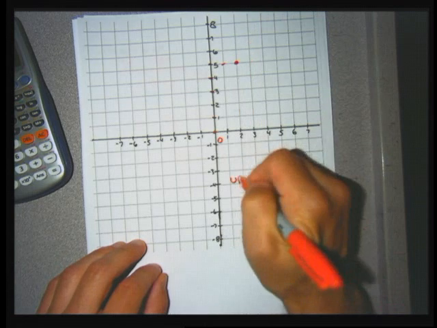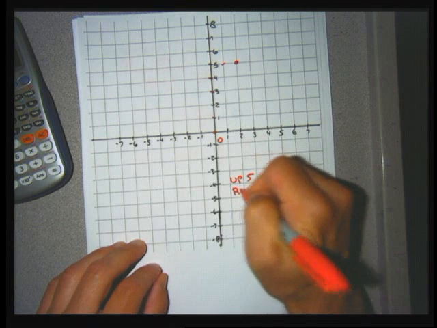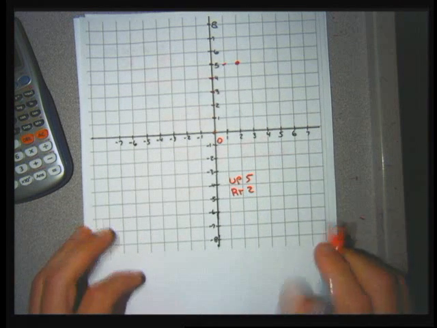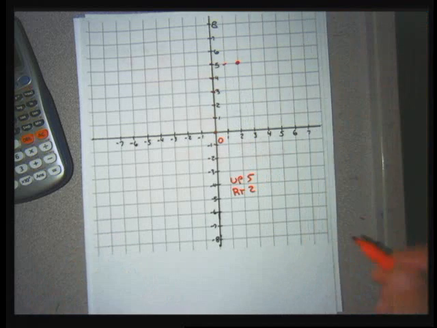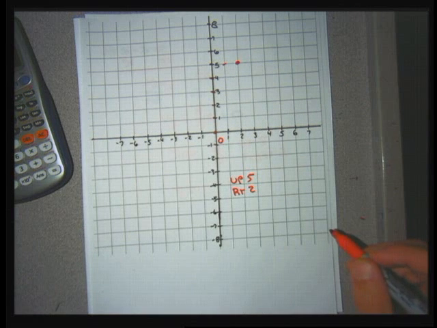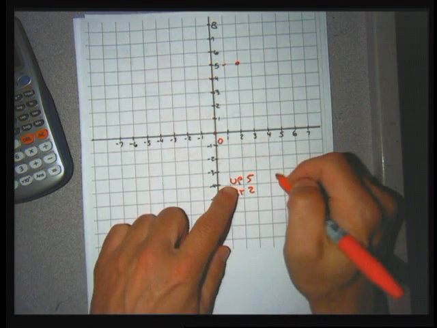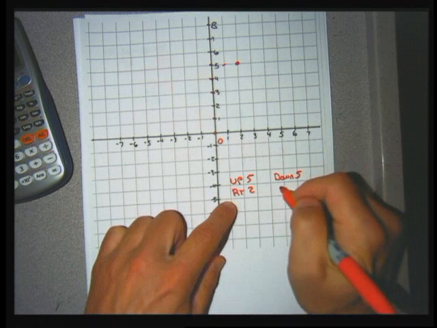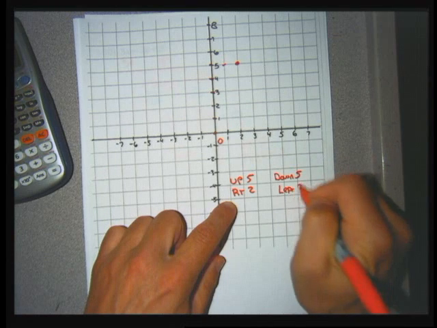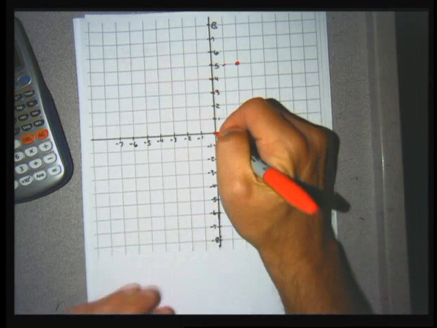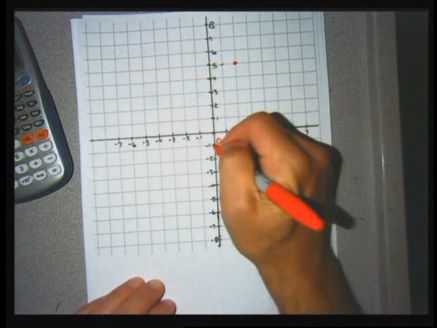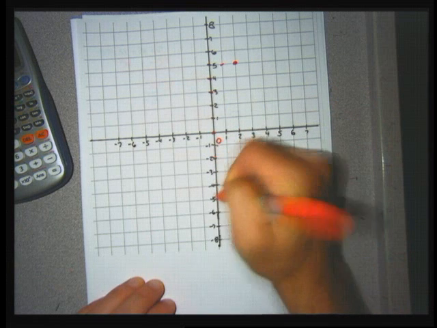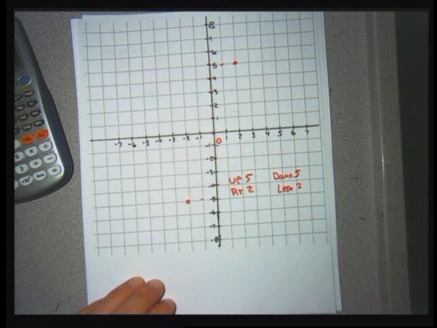So going up 5 and right 2 is a nice thing to do. I'd like to go up 5 and right 2 again, but I'd get off my graph. So I'm going to do the opposite of each. Instead of going up, I'm going to go down. And instead of going right, I'm going to go left. So from this point that I started at the origin, if I went down 5, 1, 2, 3, 4, 5, and left 2, I'd still get another point on the graph.